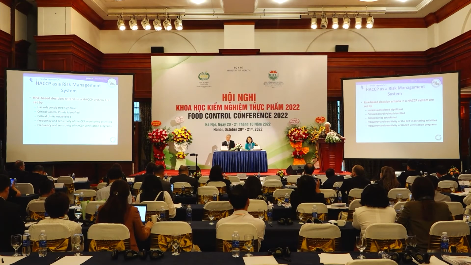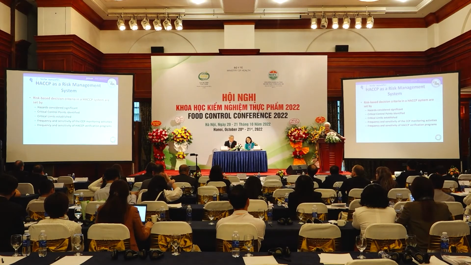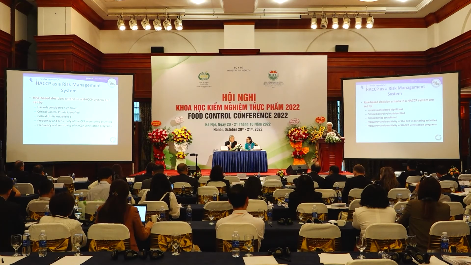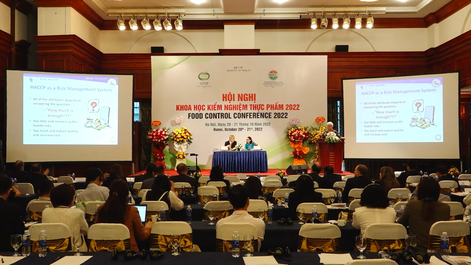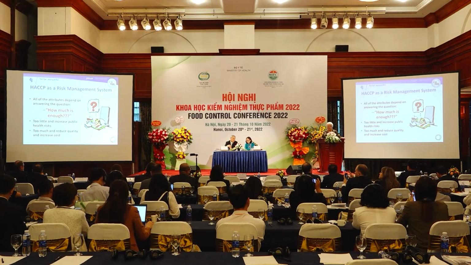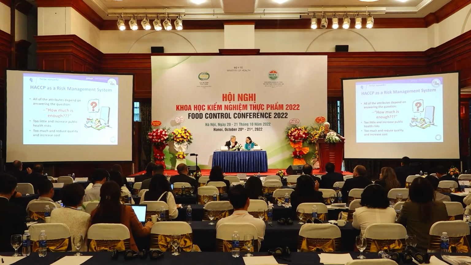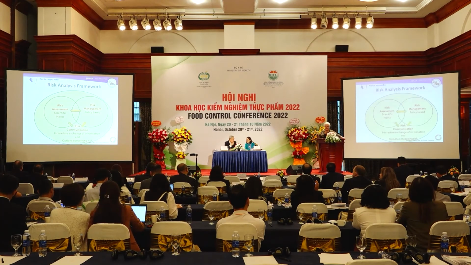The risk-based decision criteria in HACCP are set by the hazards considered significant, the critical control points identified, the critical limits, the frequency at which we're monitoring, and the frequency and severity of the verification programs. And the question is, what happens when that's enough? If it's not enough, too little is an increase in public health risk, and too much can reduce quality and increase the cost of production. So that's when we see the movement towards the risk analysis framework.